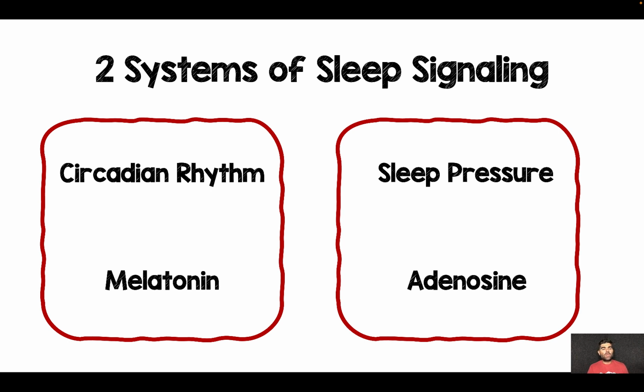So there's really two systems working that are our sleep signaling systems to tell us to go to sleep, and they're completely independent of each other. They don't work with each other. So the first is our circadian rhythm, which is driven by melatonin, and melatonin is driven by light, and we'll get more into that in just a second. And then the second system is sleep pressure, which is this chemical called adenosine. As we wake up and become active, adenosine starts to build up. And once it hits some critical capacity, that's our signal to go to bed.